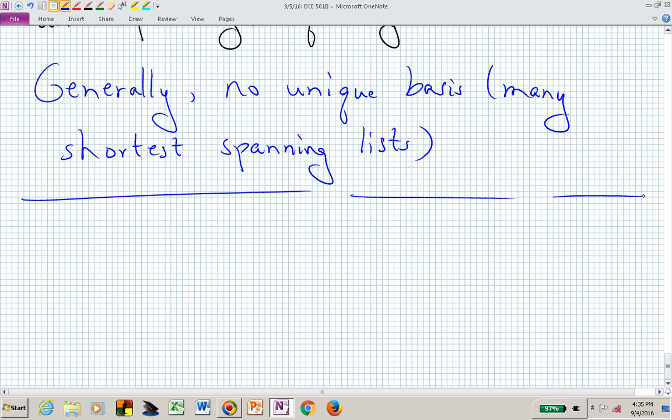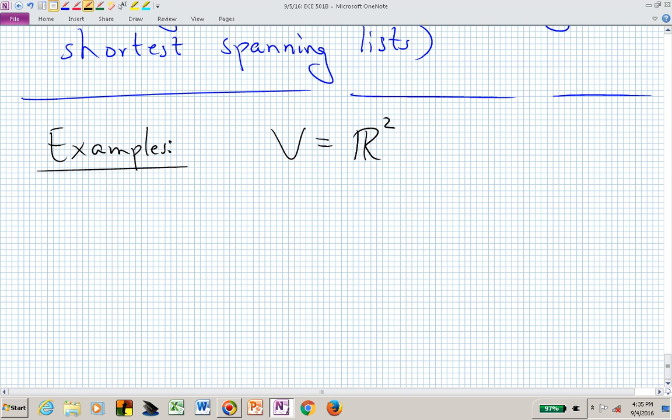Let's look at some examples so that we have a more intuitive feel for this concept of basis. So here are some examples. Suppose that our underlying vector space is R2, and so you could think of this as a plane, and usually we just draw it as an XY plane.